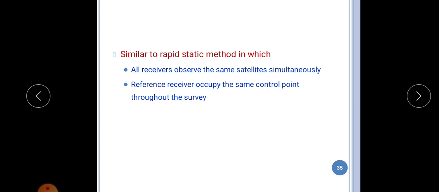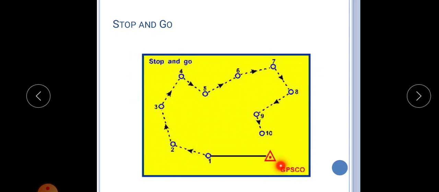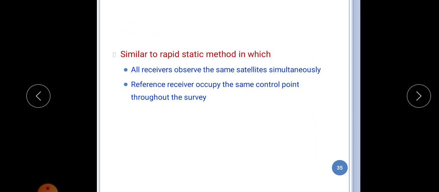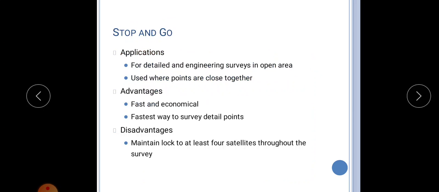അതാണ് ഫസ്റ്റ് കണ്ടീഷൻ. ഓൾ റിസീവർ ഒബ്സർവ് ദ സെയിം സാറ്റലൈറ്റ് സൈമൾട്ടേനിയസ്ലി, and the reference receiver occupy the same control point throughout the survey. Reference receiver should occupy the same control point throughout the survey. Okay. So application for detailed and engineering surveys in open area and used where the points are close together.